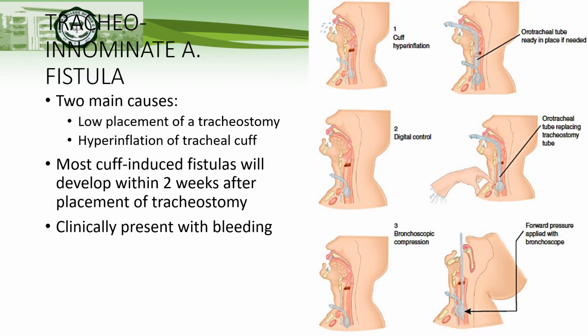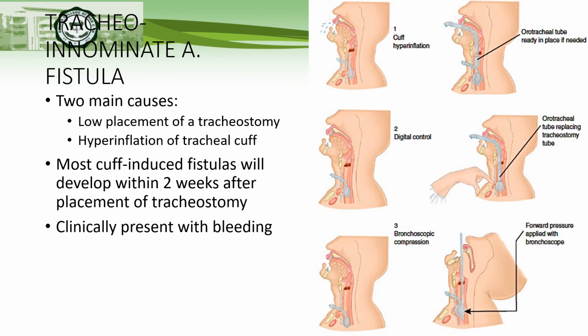The placement of tracheostomy should be through the second to fourth tracheal rings. Remember this, second to fourth tracheal rings. Because if placed below, the inner curve of the tracheostomy cannula will be positioned to exert pressure on the posterior aspect of the innominate artery, leading to arterial erosion. Similarly, hyperinflation of the tracheal cuff will cause ischemic injury to the anterior airway and subsequent erosion into the artery.